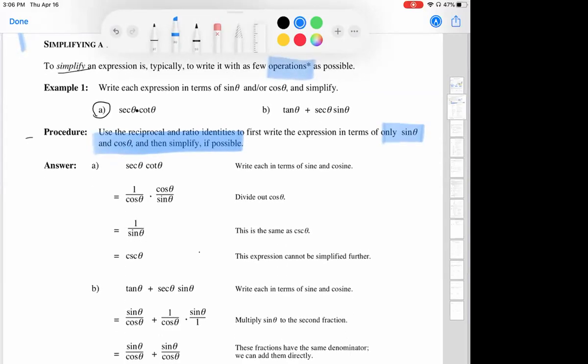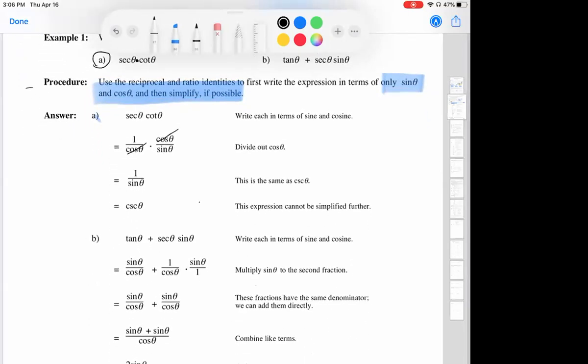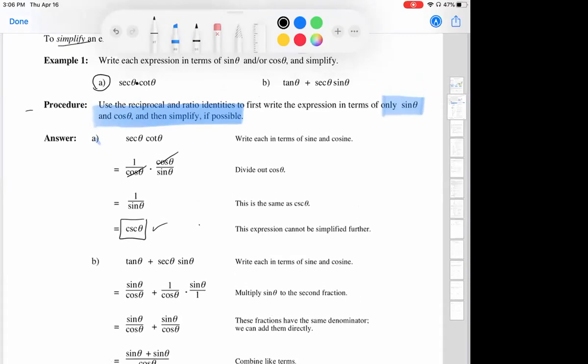So here I have secant times cotangent, for example, A. So secant is 1 over cosine, and cotangent is cosine over sine. Okay, if I work this out, I see that cosine and cosine divide to make 1, so I'm left with 1 over sine. Now, I want to write it without division, so I can make this equal to cosecant, like we have here. And this would be simplifying our identity.